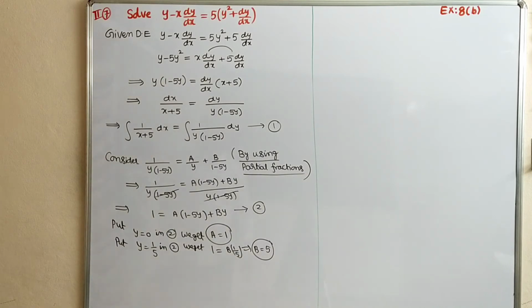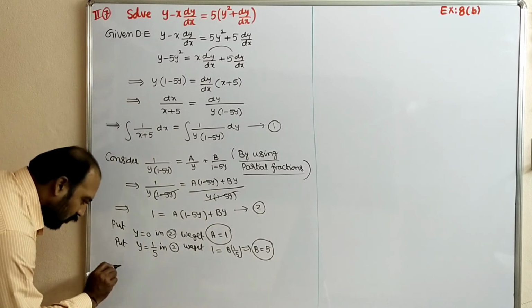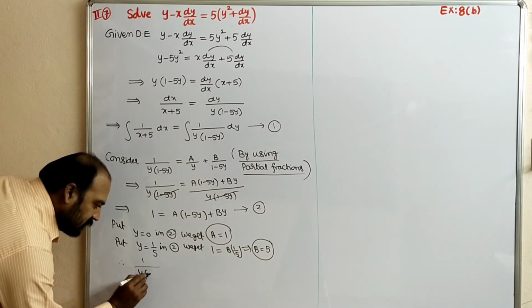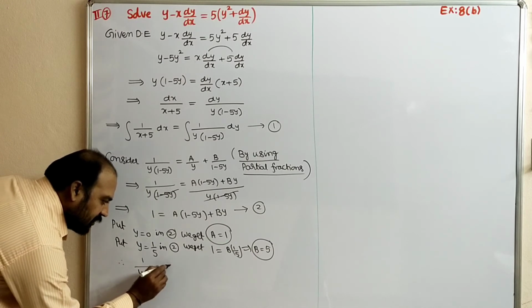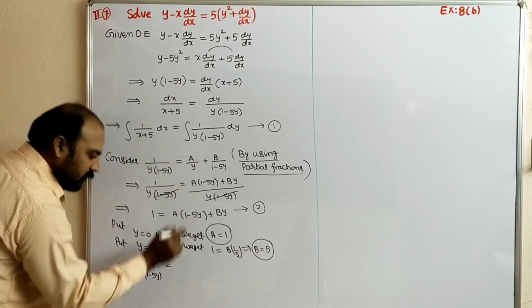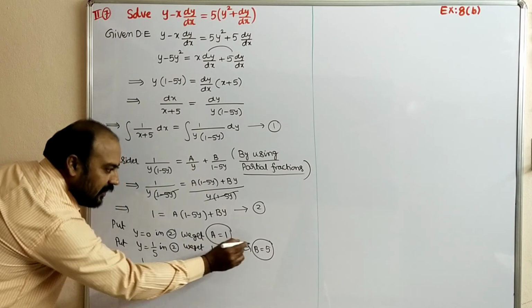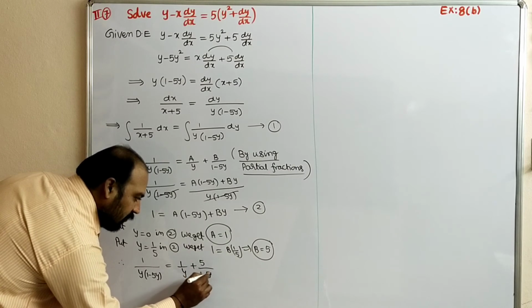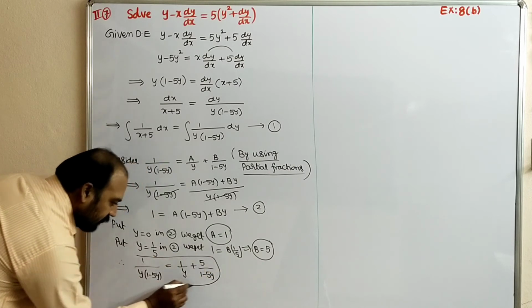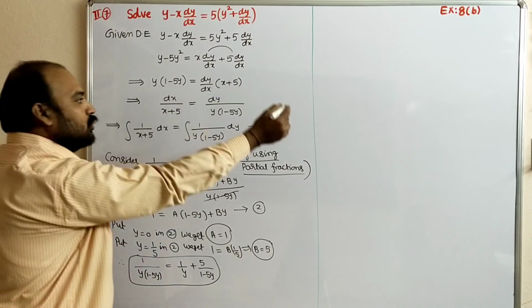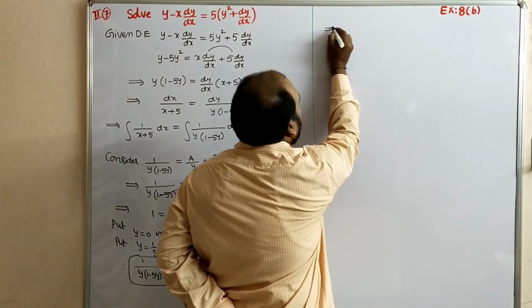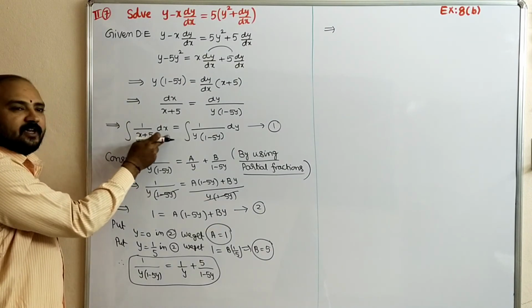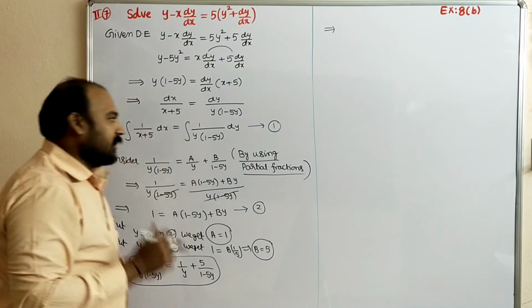Yeah, till here we will write it. Therefore, 1 by y into (1 minus 5y) can be written as, a value is 1, no? So 1 by y, b value is 5 plus 5 by (1 minus 5y). Now continue here, which implies the integral of 1 by (x plus 5) dx.